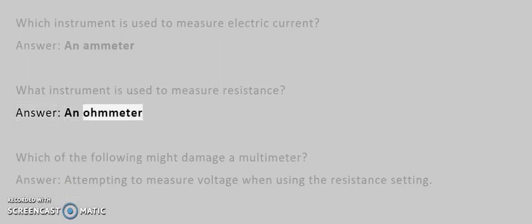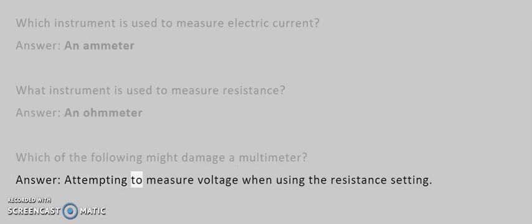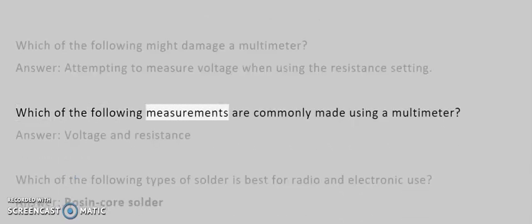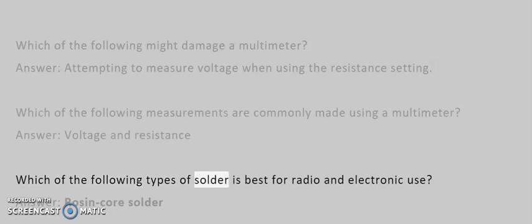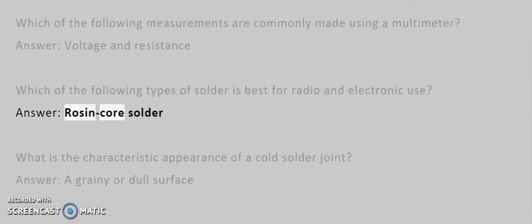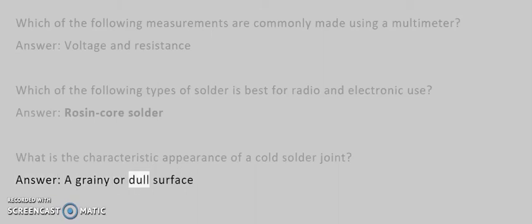What instrument is used to measure resistance? Answer: an ohmmeter. Which of the following might damage a multimeter? Answer: attempting to measure voltage when using the resistance setting. Which of the following measurements are commonly made using a multimeter? Answer: voltage and resistance. Which of the following types of solder is best for radio and electronic use? Answer: rosin core solder. What is the characteristic appearance of a cold solder joint? Answer: a grainy or dull surface.